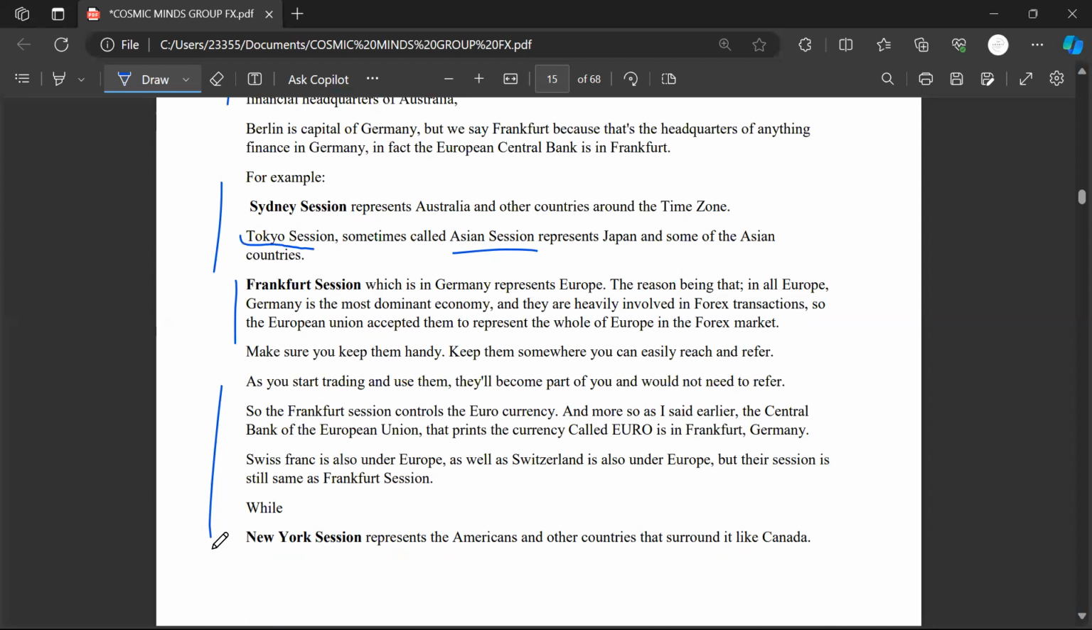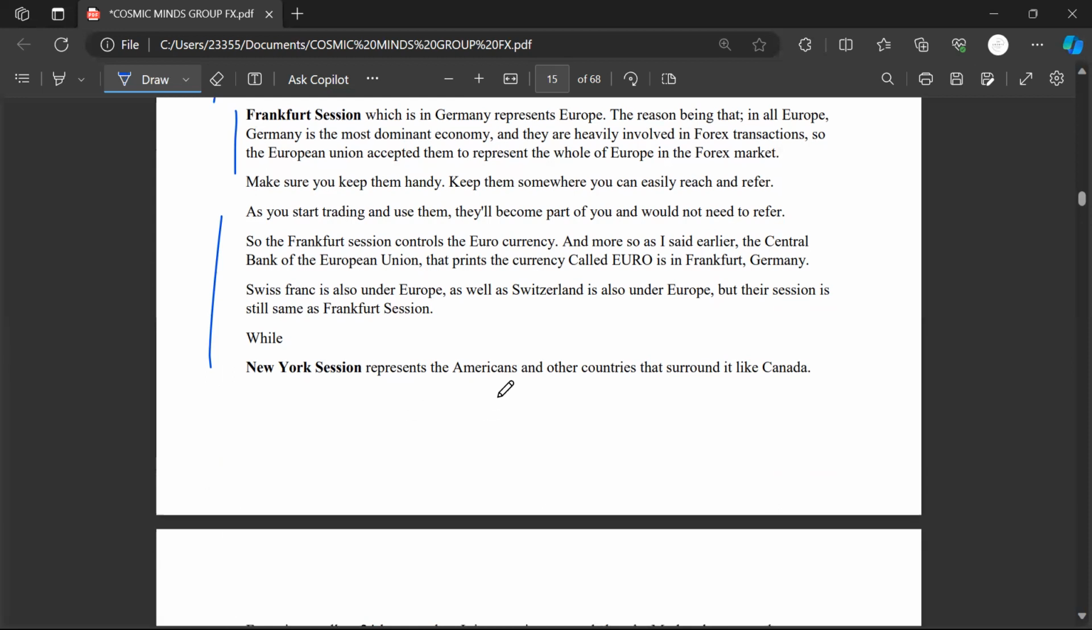So the Frankfurt session contains the euro currency, right? And as I said earlier, the central bank of the European Union that prints the currency called the euro is in Frankfurt, Germany. The Swiss franc is also under the euro, right? Switzerland's money is also under the euro, but their session is still named Frankfurt. When I move to New York, it represents Americans too, and other countries surrounding it like Canada, right?